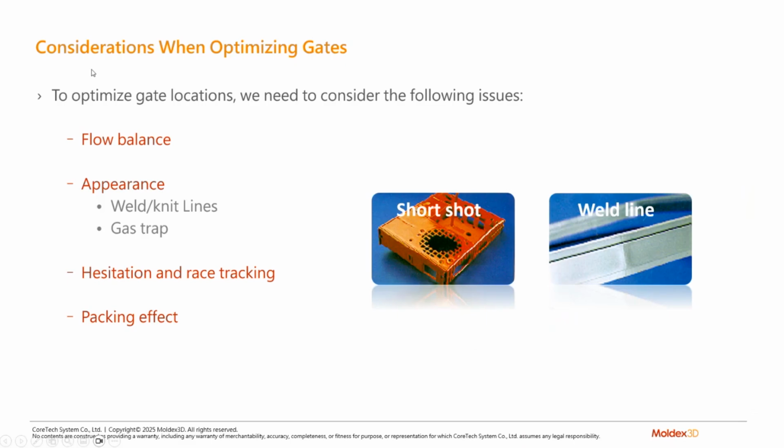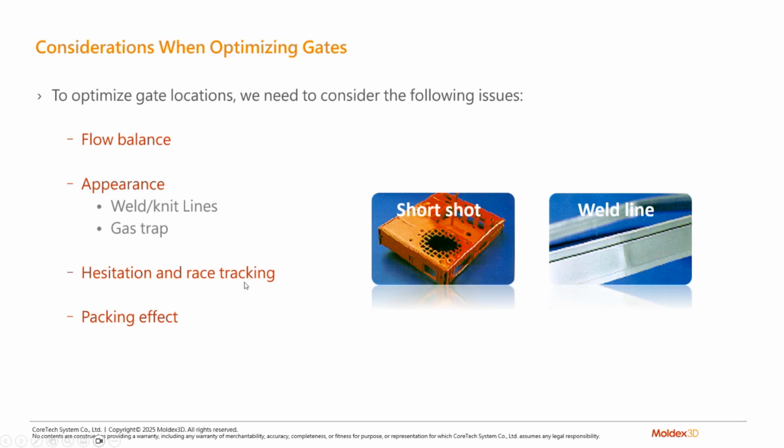All right, so a few considerations when we're optimizing the gate locations and the number of gates are the flow balance and the appearance, so any sort of weld lines or knit lines or flow lines or anything like that. Also if there's any gas entrapment, if the melt front, like what you see here, maybe continues all the way around the edge of the part and then backfills into the center area, or maybe there's some region that's not vented very well. These sorts of things can be implied by the gate location, so we can use simulation to a pretty good degree to try and sort those issues out.